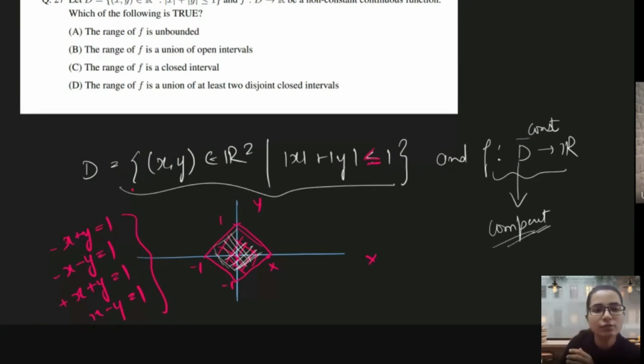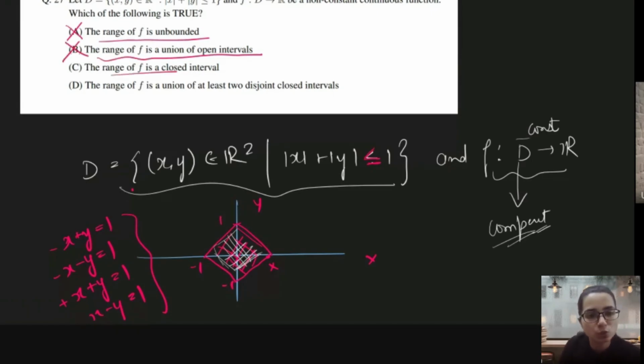So they are asking me the range of f. So the range of f will be compact. Let's see which options match. The range of f is unbounded. This is not correct. The range of f is a union of open intervals. If this is a union of open intervals, it will never be compact. So this is also incorrect.